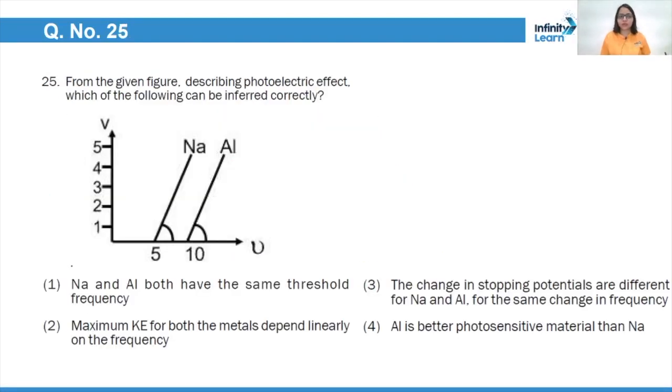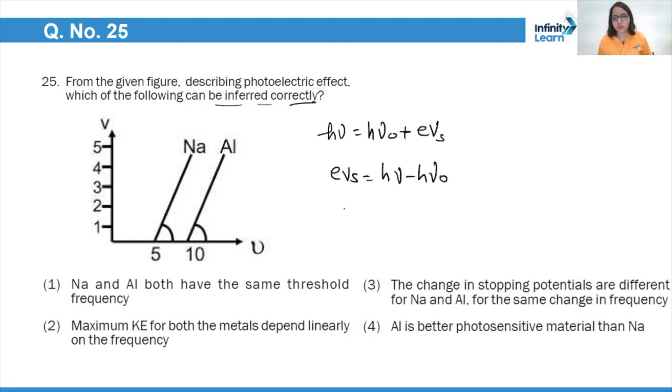Next is question number 25. From the given figure describing the photoelectric effect, which of the following can be inferred correctly? So we know that h nu is equal to h nu naught plus eVs, right? So you can write eVs as h nu minus h nu naught, and Vs is h upon e into nu minus h nu naught divided by e, right? So you can see that over here, the maximum kinetic energy for both the metals depends linearly on the frequency, right?